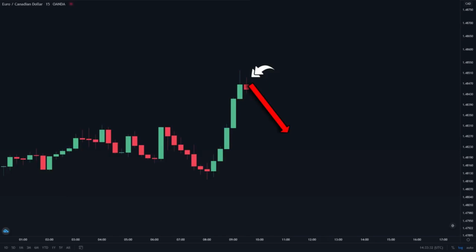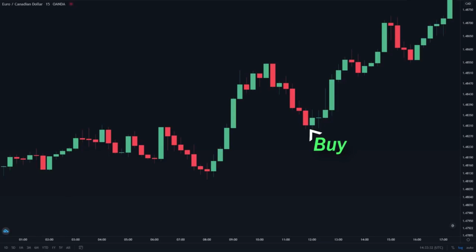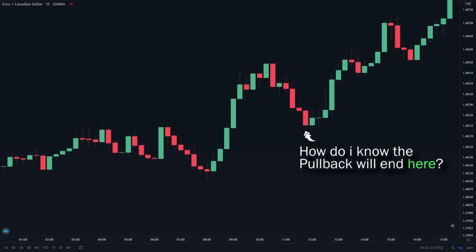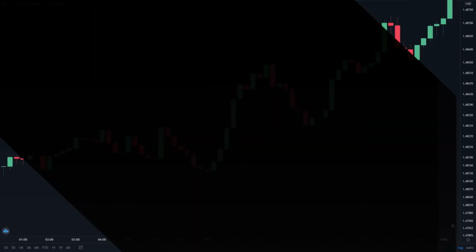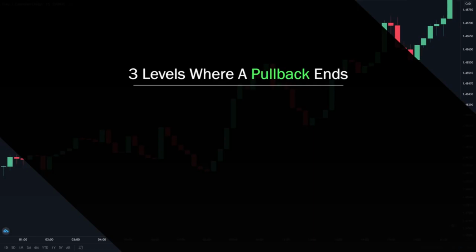So instead of taking that risk, it's safer to wait for the trend to make a pullback before entering a position. This way, you are essentially buying the trend at a lower risk. Now, I know what you're thinking, but how would I know that the pullback will end here and not just continue downwards? Well, based on my research, I actually discovered 3 common levels where a pullback usually ends.